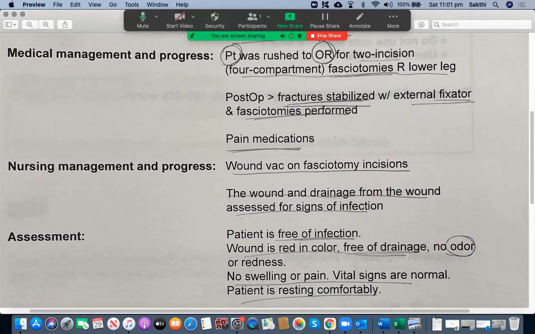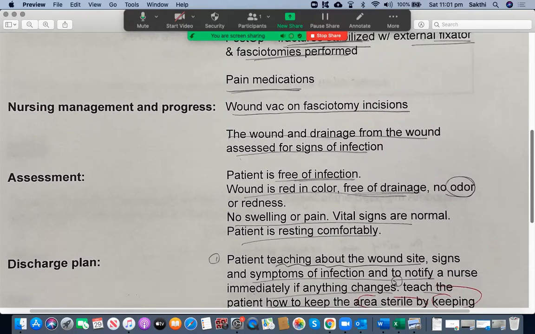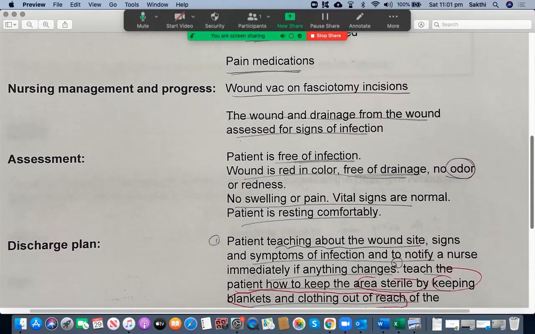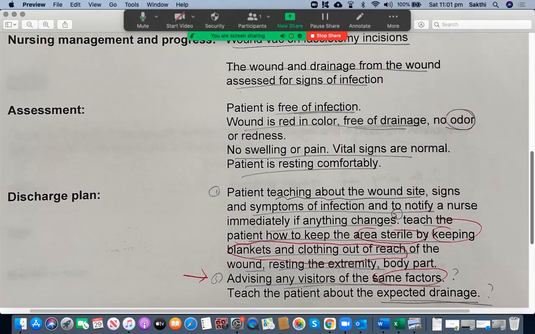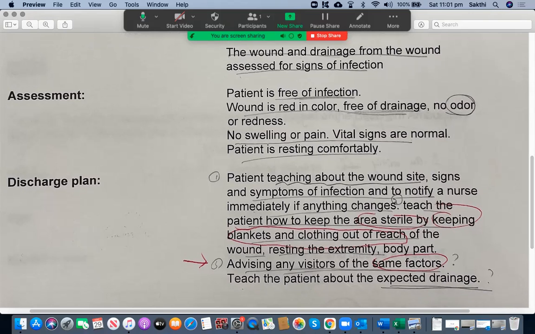Good. Nursing management and progress. Wound on fasciotomy incisions. The wound and drainage from the wound assessed for signs of infection. Patient is free of infection. So it's not free of infection. You could have used some synonyms as well. Now the patient doesn't have any infection now, or something. Wound is red in color, free of drainage, no odor or redness, no swelling. Vital signs are normal. Patient is resting comfortably. Okay, all these things are good.